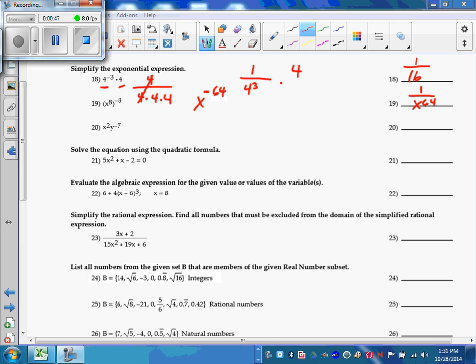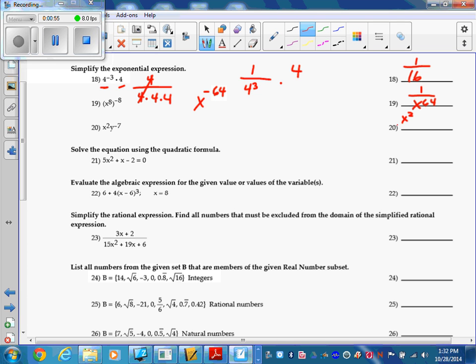All right, question number 3. The y is to the negative 7, so you just need to move that to the bottom, so it's x squared over y to the 7th.